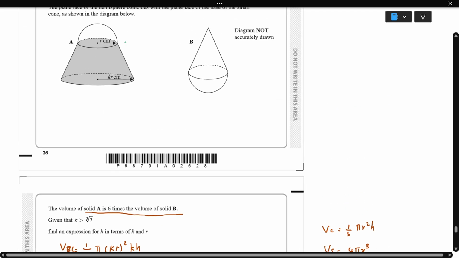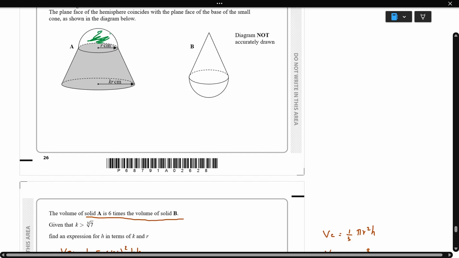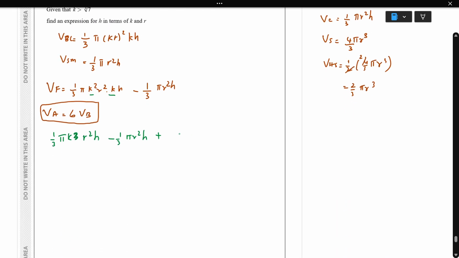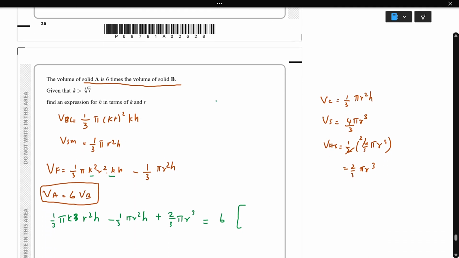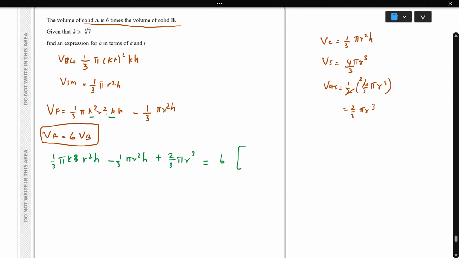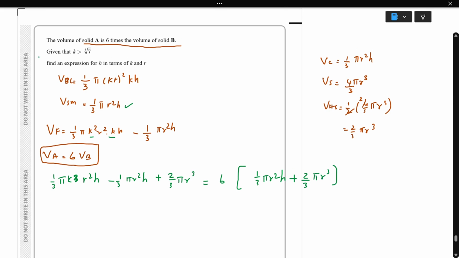Plus, see here there is a hemisphere. So for the hemisphere, the radius is r. So 2 by 3 pi r cube, equal to 6 times volume of B. So 6 times volume of B, here volume of small cone plus volume of hemisphere. Volume of small cone, here I did it like 1 by 3 pi r square h, plus 2 by 3, this is hemisphere volume, pi r cube. So yes, this is some condition that we'll see in the last.